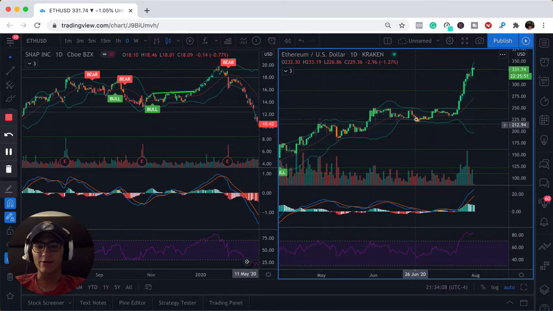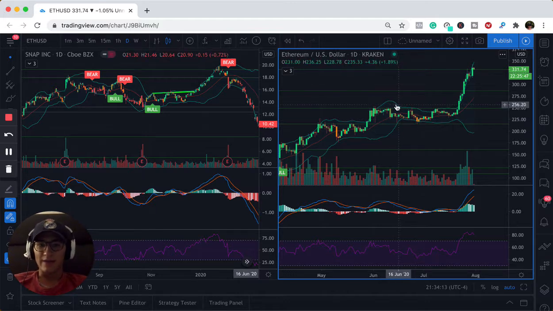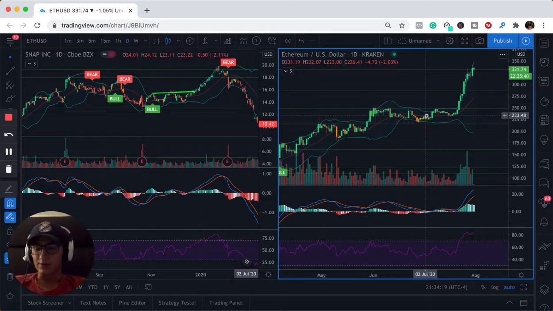A third indicator I like to use is the Bollinger Bands, right? So the Bollinger Bands basically is this right here. It shows you when a breakout is likely to occur, right?